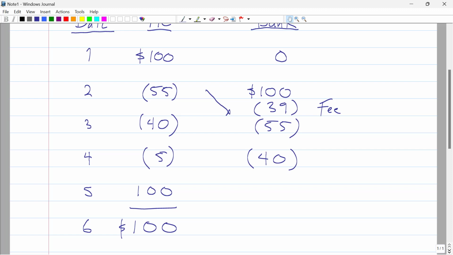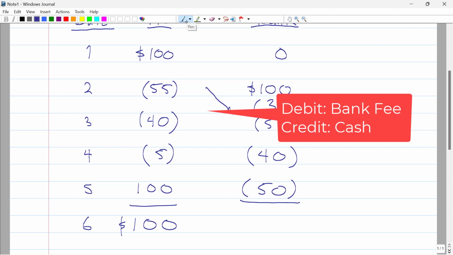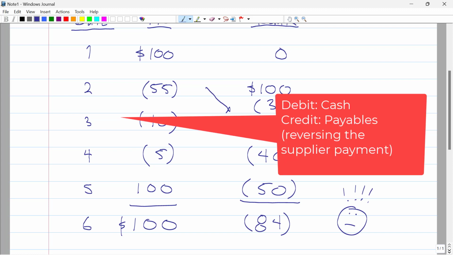So to prepare the cash book, we bring forward that $100 balance on day 6. And now we need to account for those 2 bank fees that we didn't know about. We had one for $39 and we had one for $50. And we also need to reverse that payment. One of those checks was returned, so we add the $5 back. We debit our cash book $5.